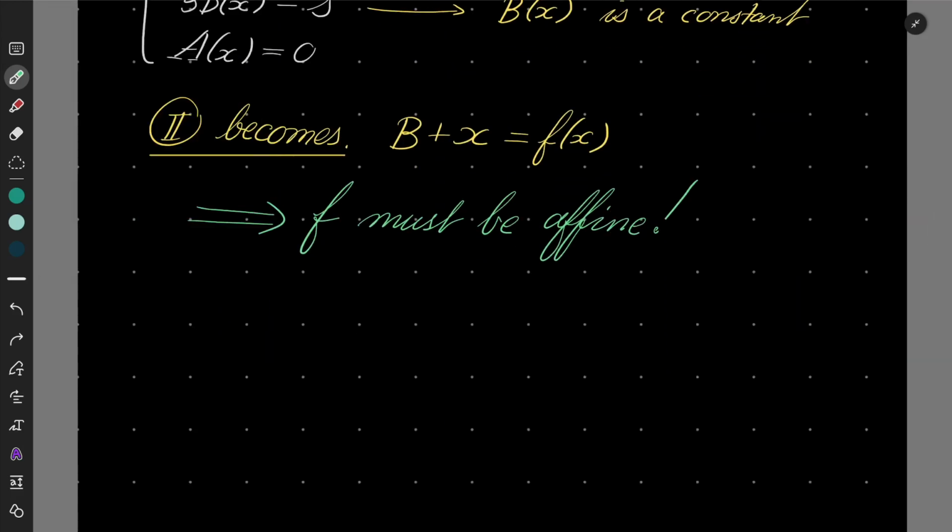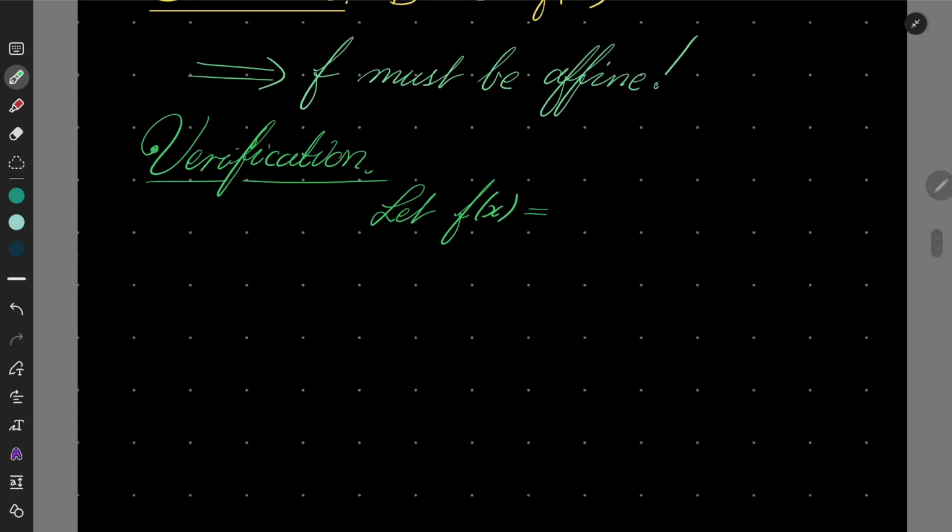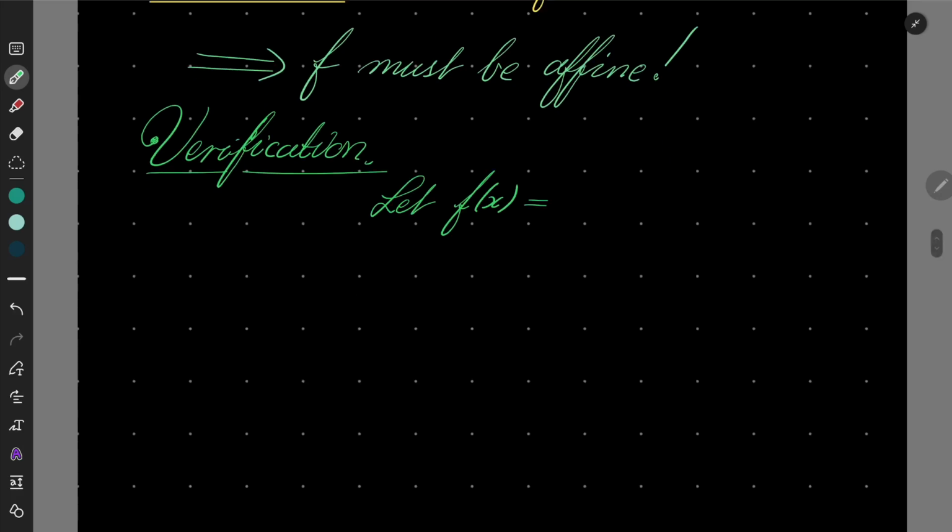It's now time for the verification step. Verification. So since f is an affine function, f(x) equals, you know what, let's write it p times x plus q for some constants p and q.